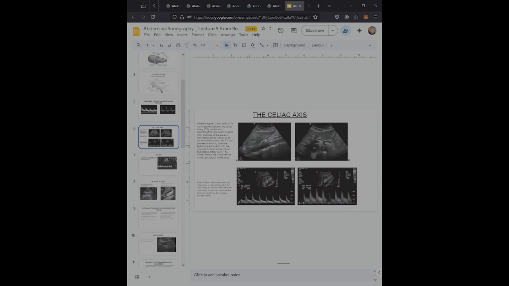The celiac axis in the longitudinal plane: we can see the celiac artery, which you've seen branching from the anterior aorta, and it branches proximal to the superior mesenteric. And in the transverse plane, the celiac artery can be seen branching from the abdominal aorta into the common hepatic and splenic arteries. And so we had said the normal flow in the celiac artery is low resistance. As you can see, low resistance.